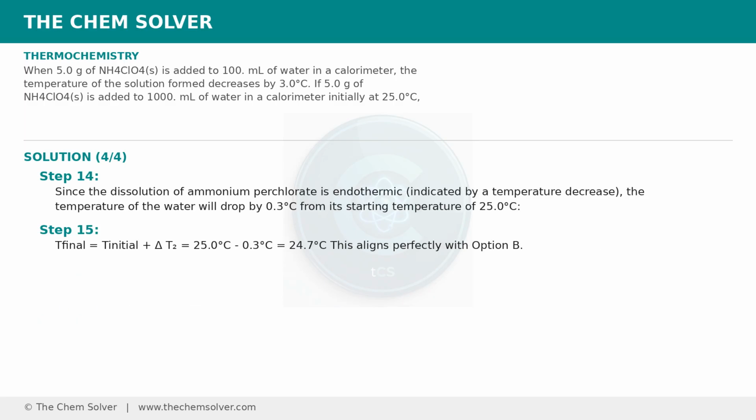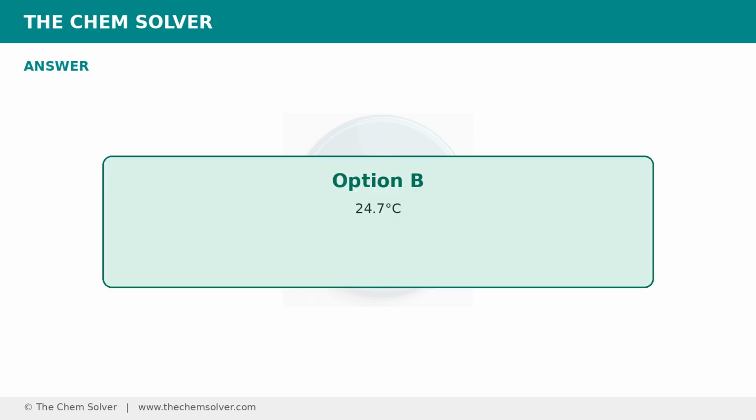Determine the final temperature. Since the dissolution of ammonium perchlorate is endothermic, indicated by a temperature decrease, the temperature of the water will drop by 0.3 degrees Celsius from its starting temperature of 25.0 degrees Celsius. T final equals T initial plus delta T2, which is equal to 25.0 degrees Celsius minus 0.3 degrees Celsius, equals 24.7 degrees Celsius. This aligns perfectly with option B. The correct answer is option B, 24.7 degrees Celsius.